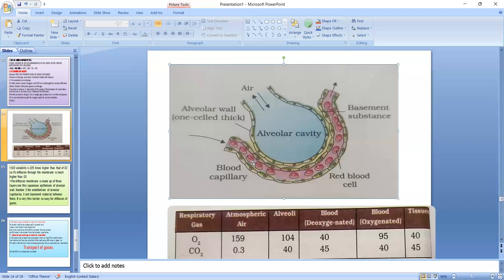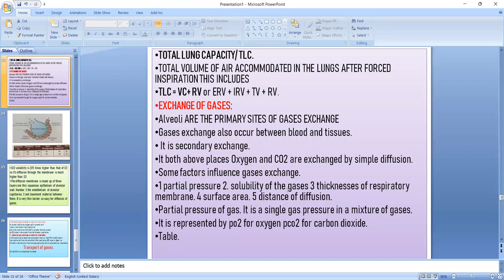In general, the deoxygenated blood reaches the alveoli region of the lungs by the pulmonary artery. This pulmonary artery contains impure blood, that means CO2 is present more. CO2 enters into the alveoli, oxygen enters into the blood capillary. So this is the first place of gases exchange.